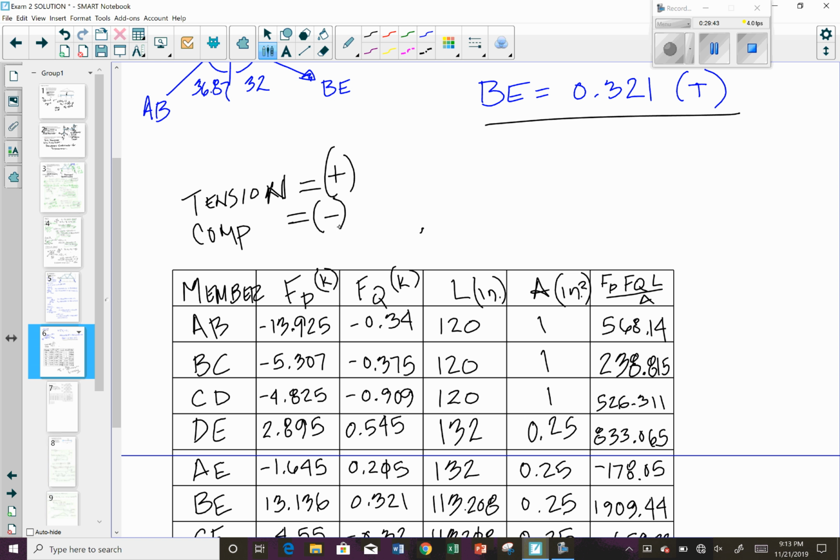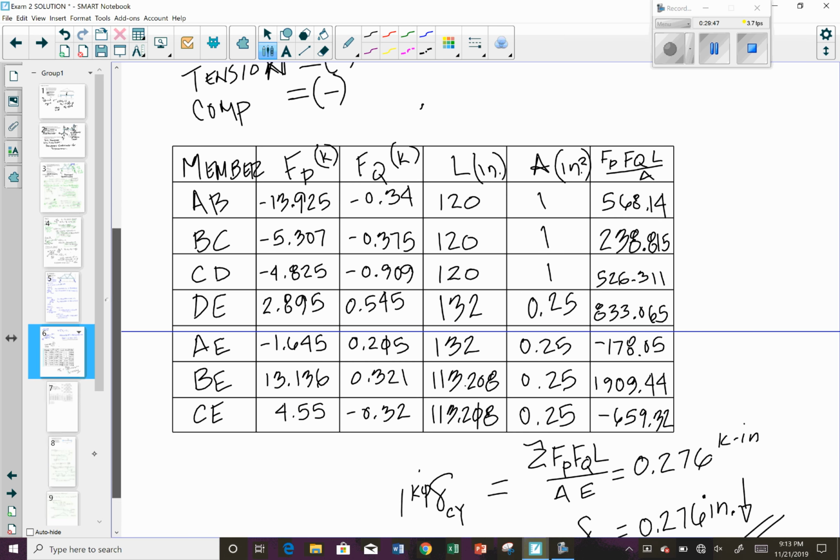Okay. I set up my table with all my members, and then I get all my FP forces, my forces from the P system. If it's compression, I put a negative sign in front. I do the same thing with my forces from my Q system. If it's compression, I put a negative in front. I line up my L values and put them in inches to make it easy on myself. And then I put in my area values, also in inches.